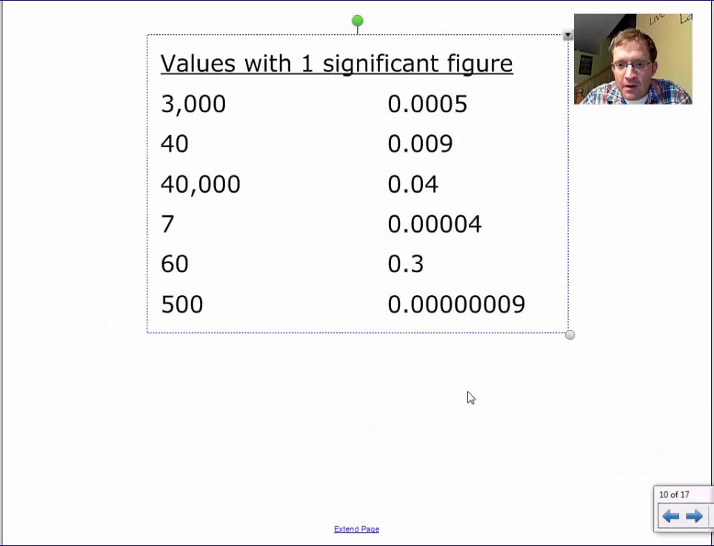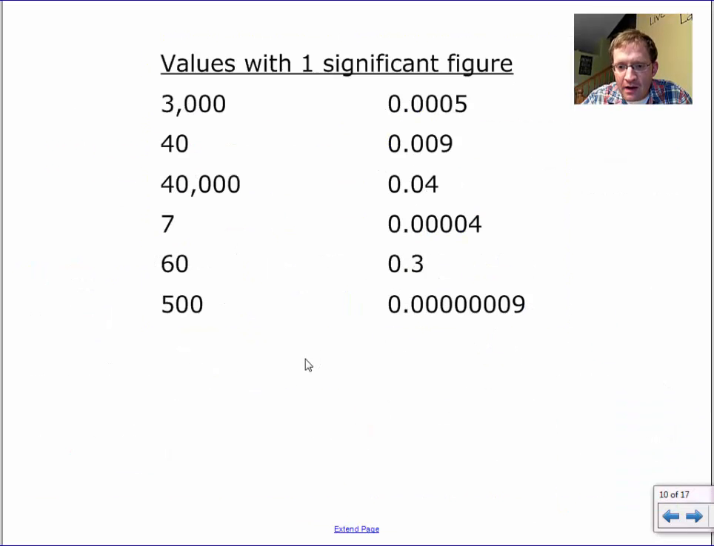I just want to show you here some values that have one significant figure. These are a lot of different numbers that you might encounter in a problem or that you might measure. And each of these has one significant figure: 3,000, 40, 40,000, the number 7, 60, 500. Each of those has one significant figure.